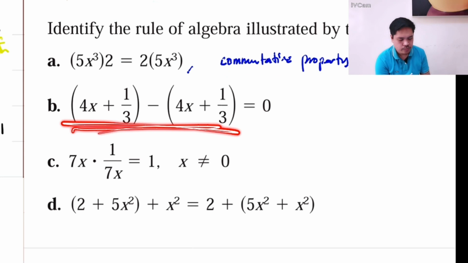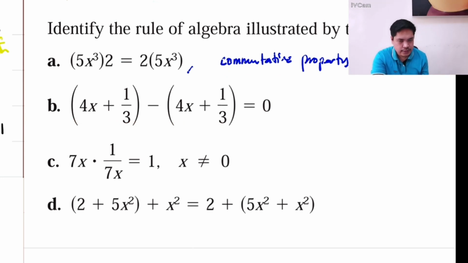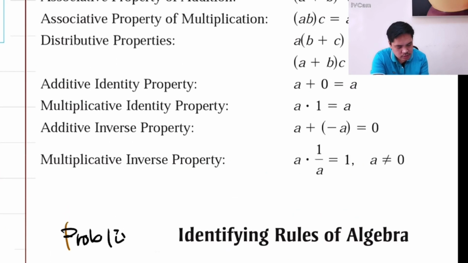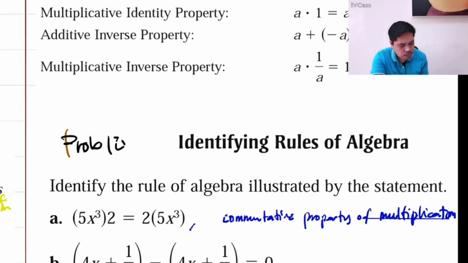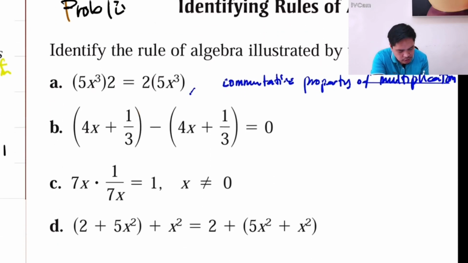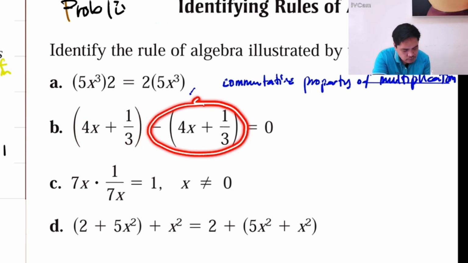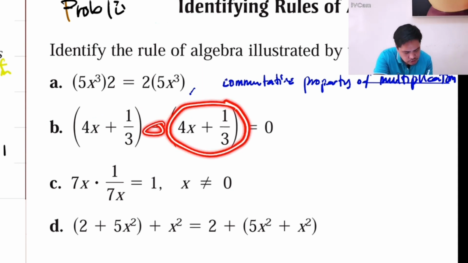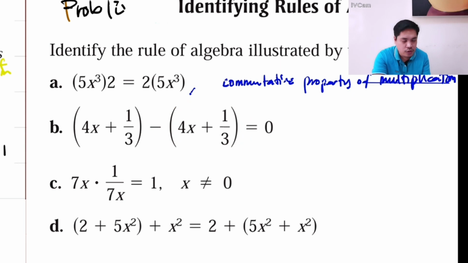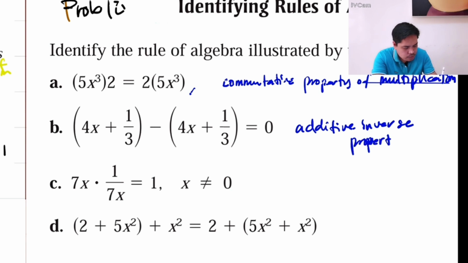How about this? This resulted to 0. So what does that mean? That's additive inverse property because we added, if this is our A, 4x plus 1/3, we added its inverse, which is negative 4x, negative of this whole expression, 4x plus 1/3. So that's additive inverse property.